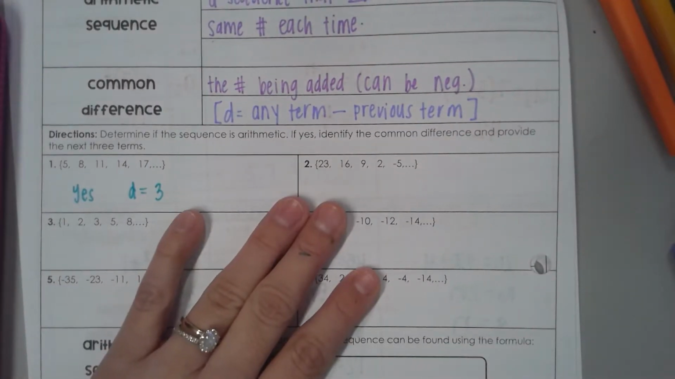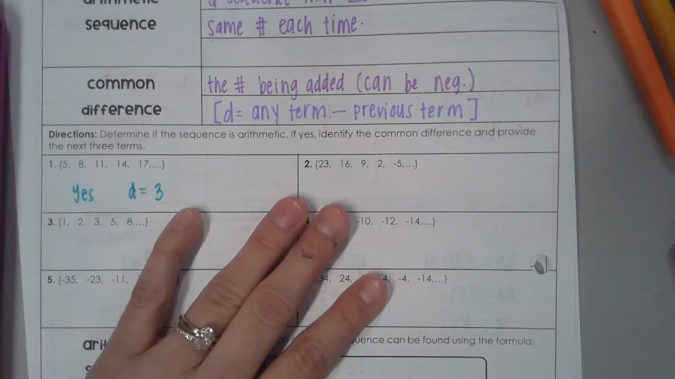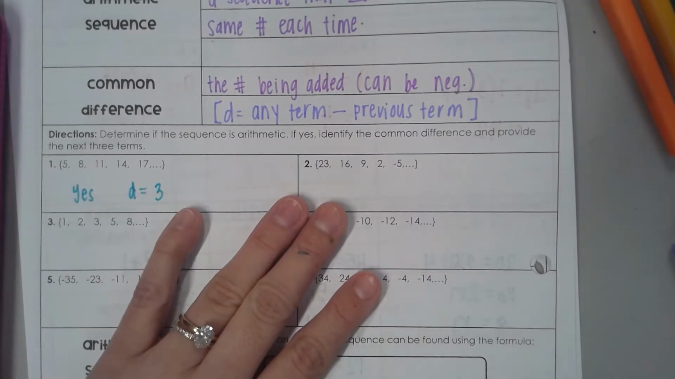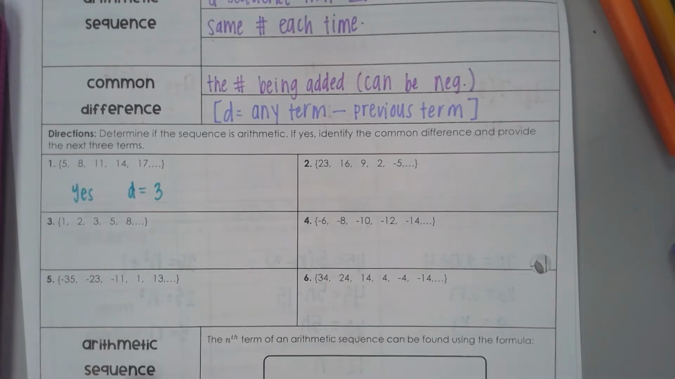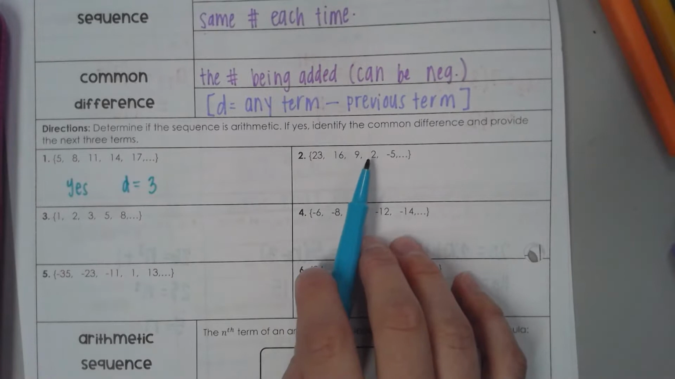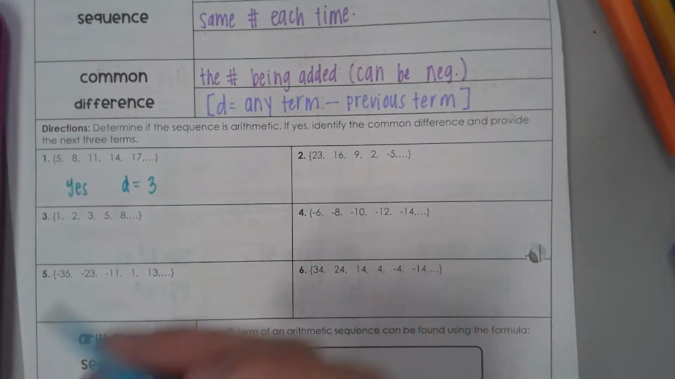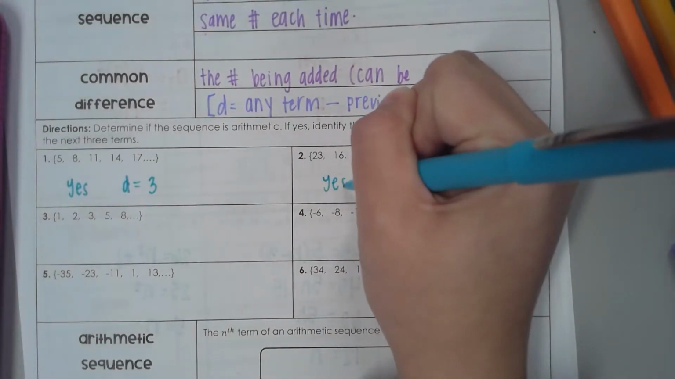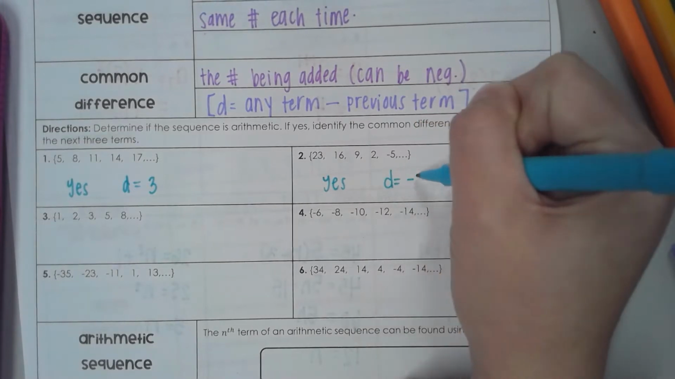Number 2. What's happening? We're adding -7 or subtracting 7. Double check to make sure that is true all the way across. And it is. So my common difference is -7.